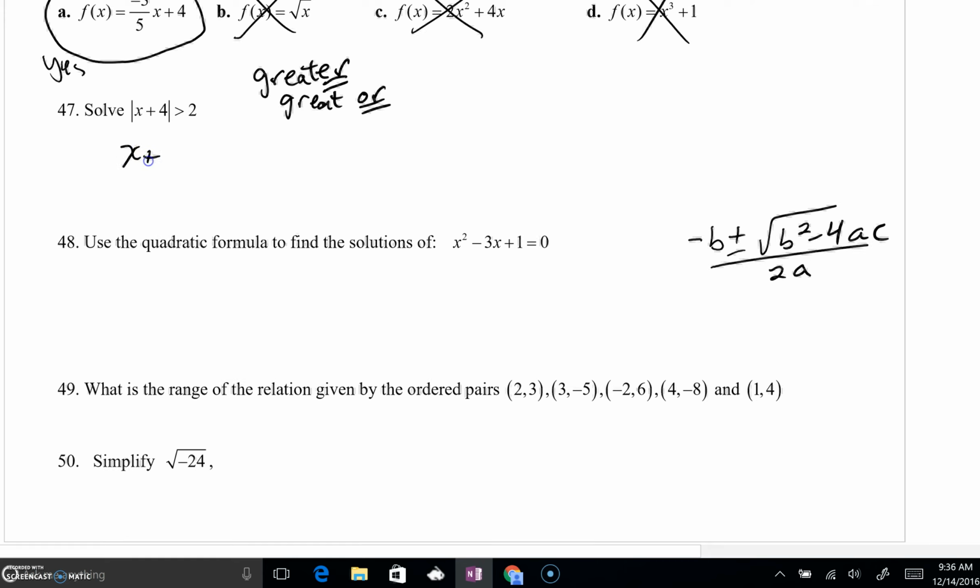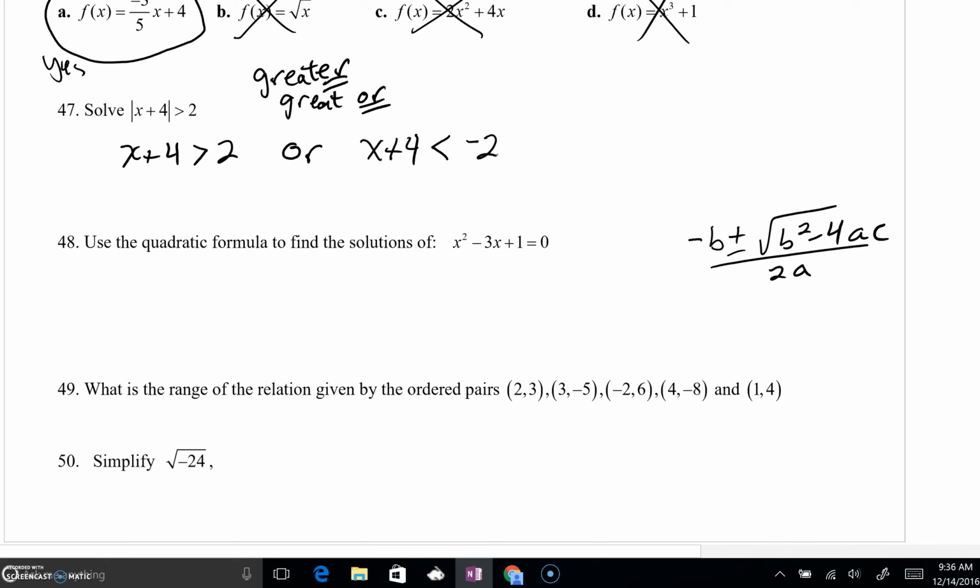One, plain and simple, is x plus 4 greater than 2. It's as if you just recopy the problem without the absolute value bars. But then we're going to put this very important word "or" in. Or is completely different than the word "and." And then we'll make a second inequality. We'll say x plus 4 less than, and then we have to put in negative 2.